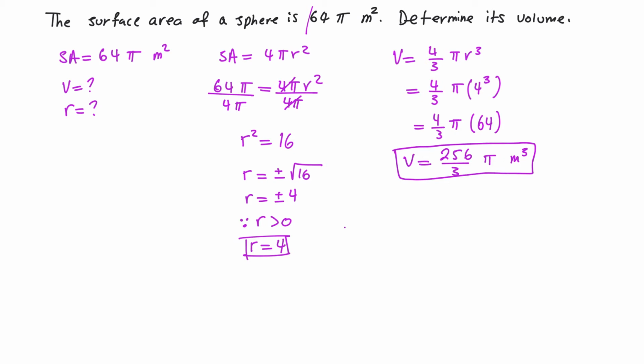Now, I didn't have to leave my answer as an exact value. I could have just done an estimation. I could have just gone from this step all the way to this step really quickly. So if I plug this into my calculator properly, I should get my answer as approximately 268 meters cubed, and this is again 3 significant figures.